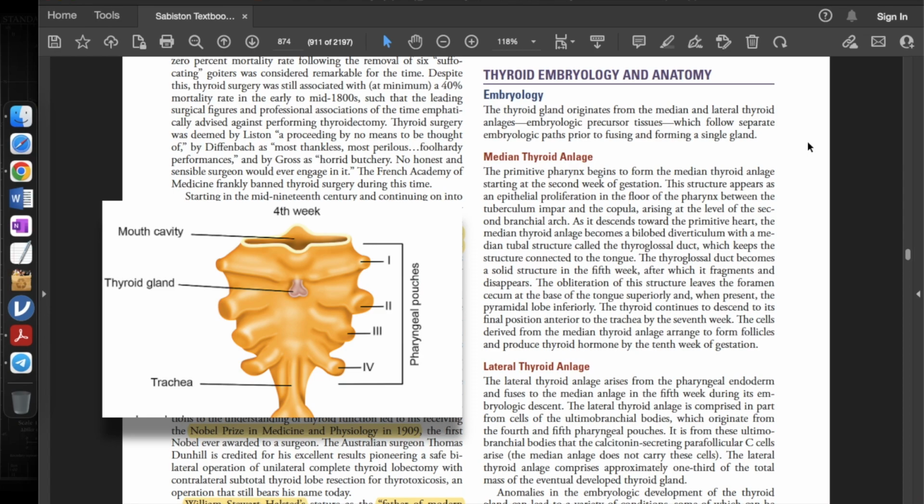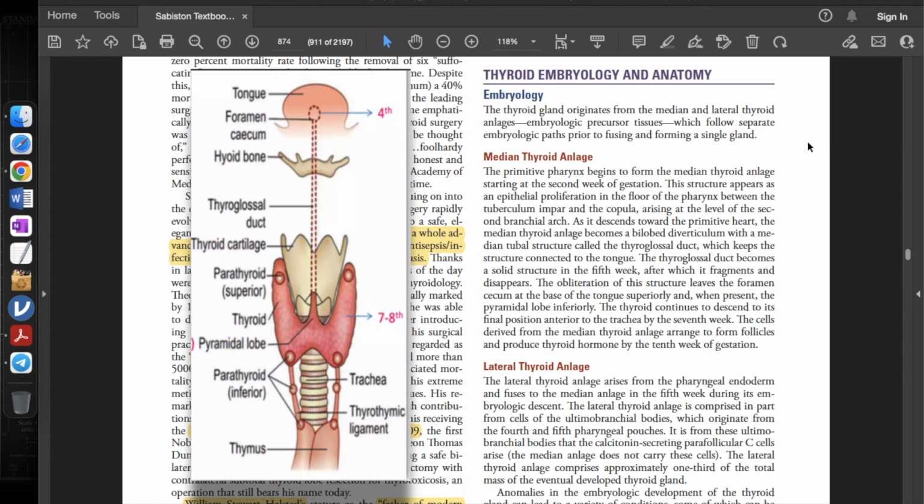As it descends towards the primitive heart, the median thyroid anlage becomes a bilobed diverticulum with a median tubal structure called the thyroglossal duct, which keeps the structure connected to the tongue. The thyroglossal duct becomes a solid structure in the 5th week, after which it fragments and disappears. The obliteration of this structure leaves the foramen cecum at the base of the tongue superiorly and, when present, the pyramidal lobe inferiorly. So it is not always present.